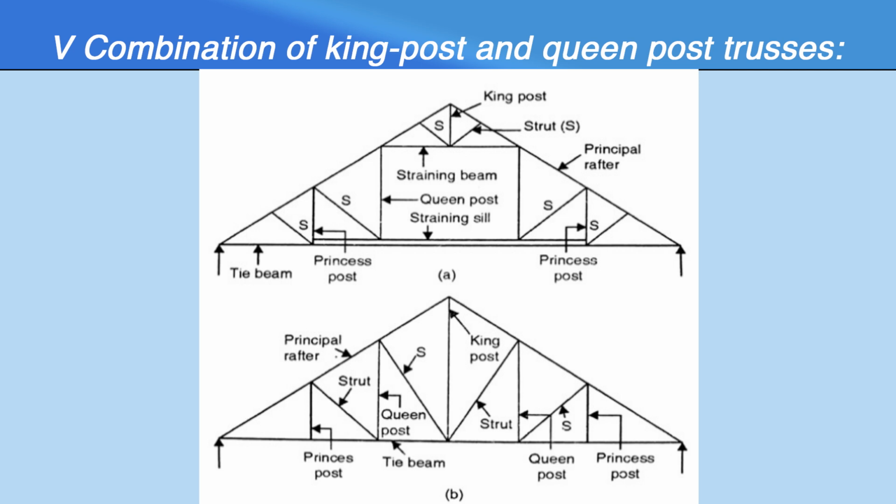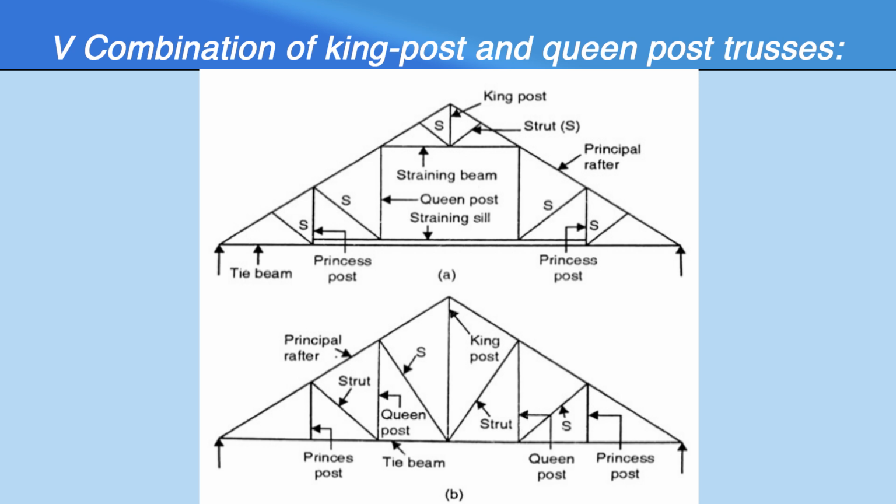Next, combination of king post and queen post. When the span is greater than 14 meters, modification of the queen post truss is carried out by introducing one or more upright members and diagonal braces. Adding an upright member called a princess post can strengthen the queen post truss and make it feasible for spans greater than 14 meters.